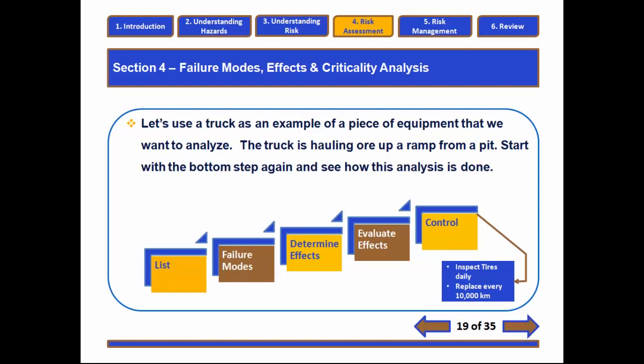We can put in controls such as inspecting the tires daily and making sure that they get replaced at the end of their operational lifetimes. So replace them every 10,000 kilometers. Instead of waiting for the tire to fail, you replace it before it fails. Both of these are control measures that you put in place to reduce the risk associated with the hazard of tire failure.